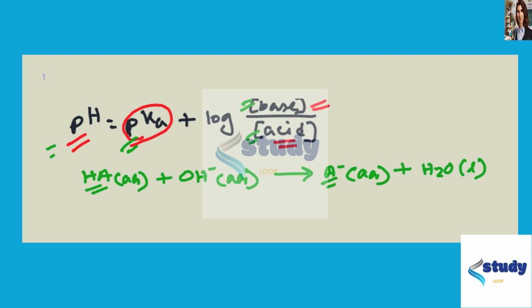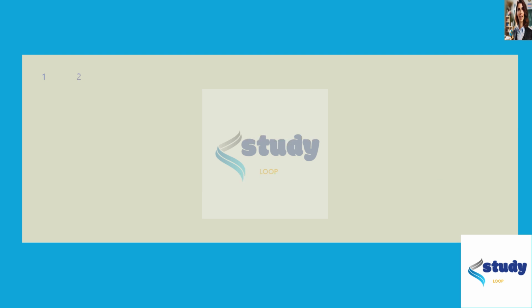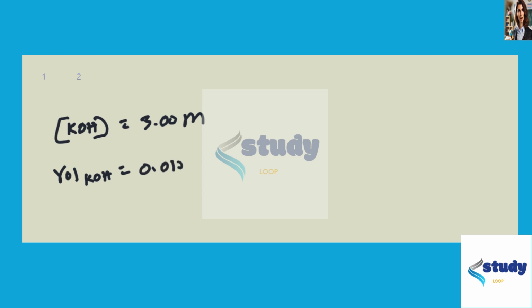Our initial number of moles of the acid is 0.25 mole. We have to find the number of moles here first, and for our initial hydroxide ion, we have to find the number of moles of OH minus. We are given the concentration of the KOH. The concentration of the KOH or OH minus is given as 3 molar, and the volume of KOH is given as 10 milliliter or 0.010 liter.